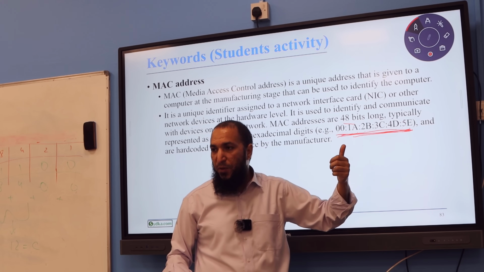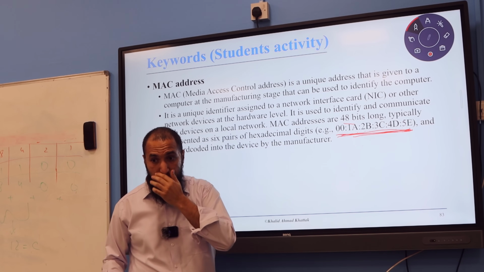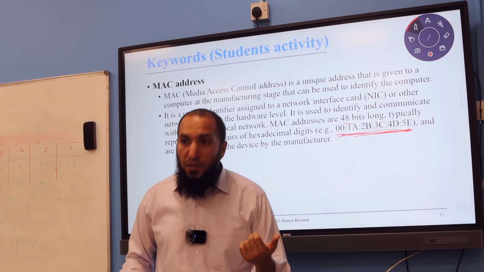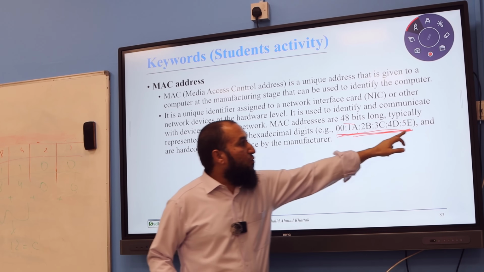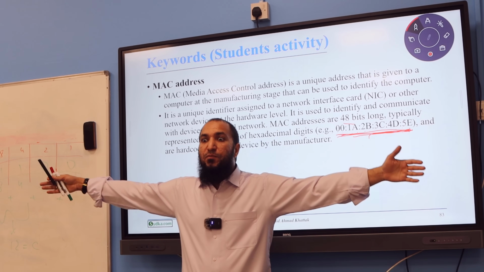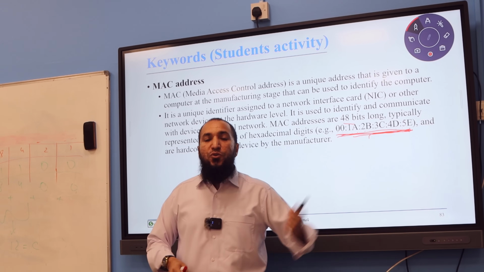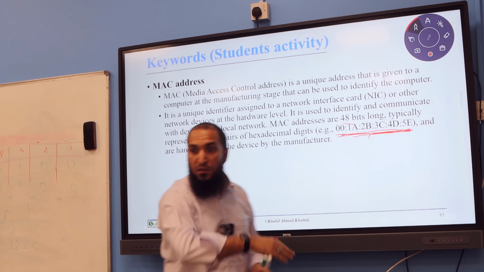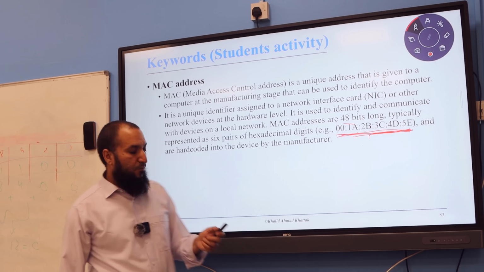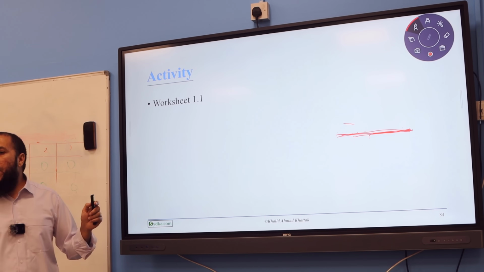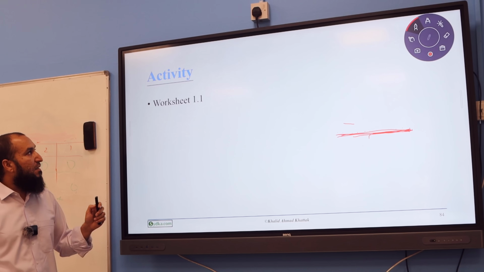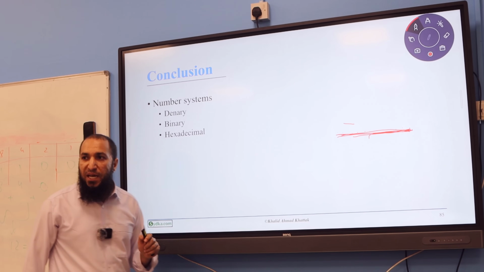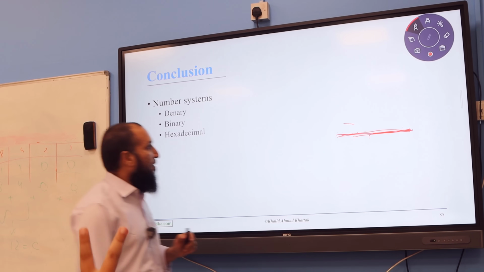Remember we saw the properties of hexadecimal. This is the number for each device, the MAC address. If you were going to write this in binary, that would be 48 zeros and ones. That's a lot. Okay. We will go through worksheet 1 next lesson. And the conclusion so far is that we studied Denary, binary, and hexadecimal numbers.